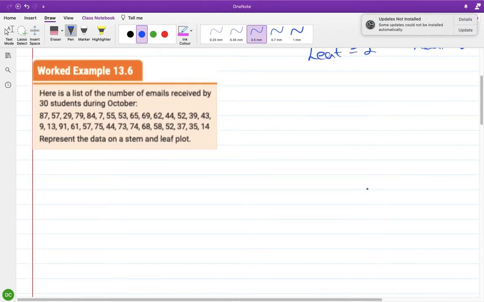Here's a list of the number of emails received by 30 students during October. Represent the data on a stem and leaf plot. You need to identify the smallest number, which I think is that 9 there, and then the biggest number. I have an 87 at the front. Is there anything bigger than 87?